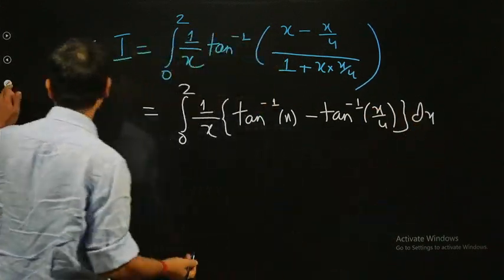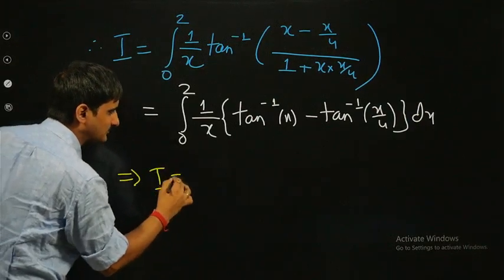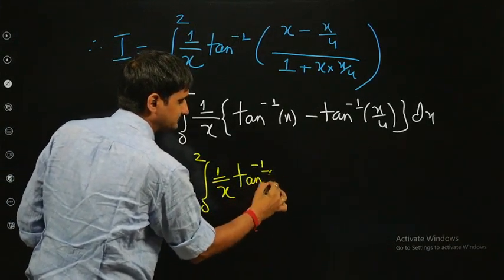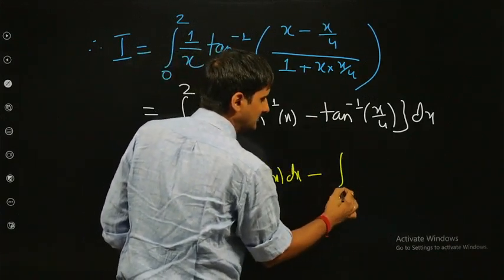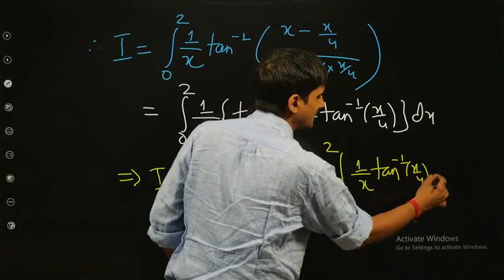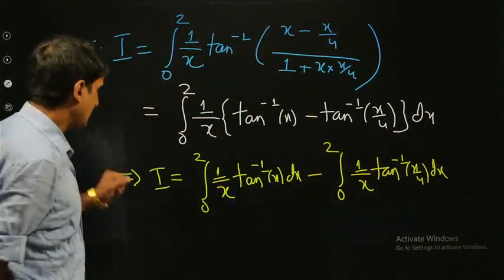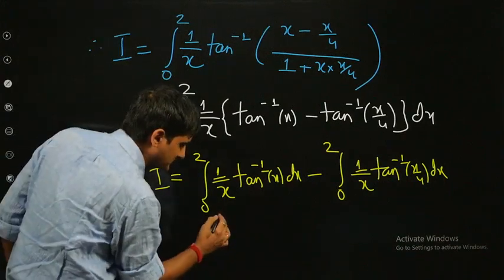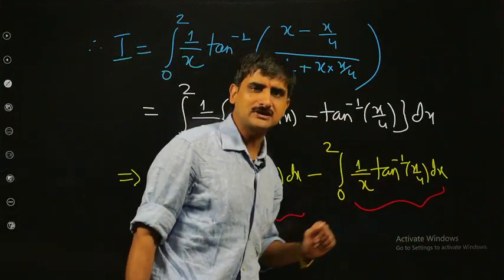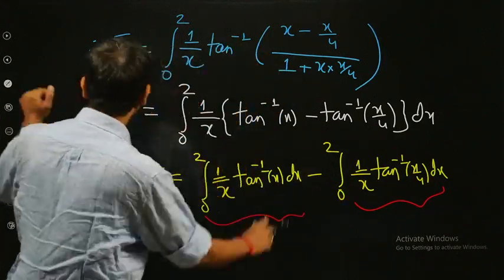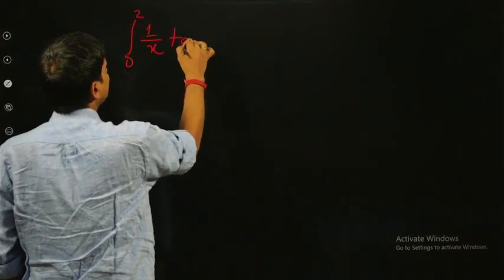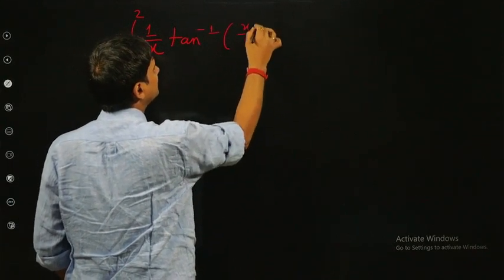Now, what other choice do we have? We'll be breaking it into two different integrals, bachcho. Integral 0 to 2, 1 by x tan inverse of x with respect to x, minus integral 0 to 2, 1 by x tan inverse of x by 4 dx. Okay, now I don't see much of a choice here, but I moved ahead with this and tried to convert tan inverse x by 4 to a tan inverse x form. So I'll be continuing with that part: 0 to 2, 1 by x into tan inverse of x by 4 with respect to x.